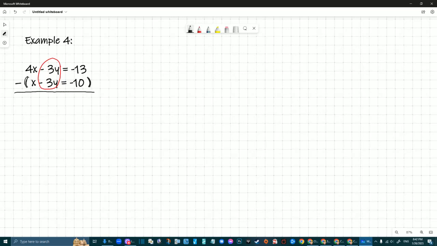So working from left to right, 4x minus 1x is going to leave us with 3x. For the y's, minus 3 minus a minus 3 becomes minus 3 plus 3, which cancels. We're going to see a similar thing over here. We've got minus 13 and then minus a minus 10, which becomes minus 13 plus 10, which is minus 3.